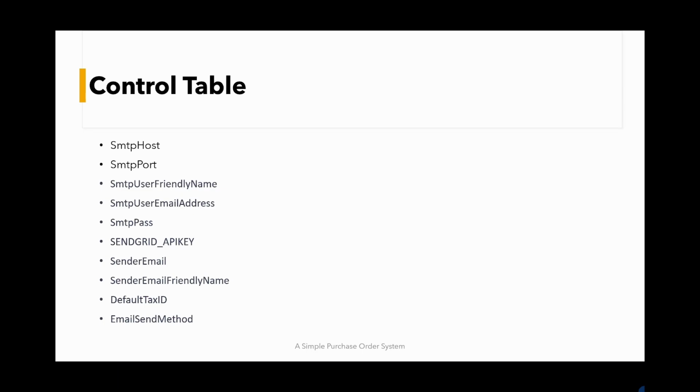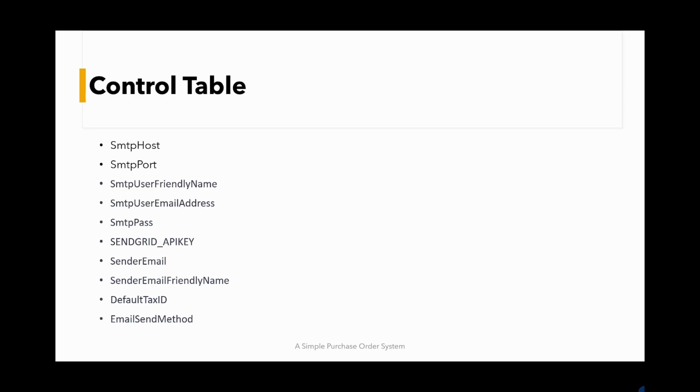We could also add further information such as company name and address that could be used on the email purchase order. But for the time being, I will resist this temptation. And I'm also going to resist the temptation to change the names of some of these variables. For example, I'm very tempted to change SMTP pass to SMTP password, but that's for another time.